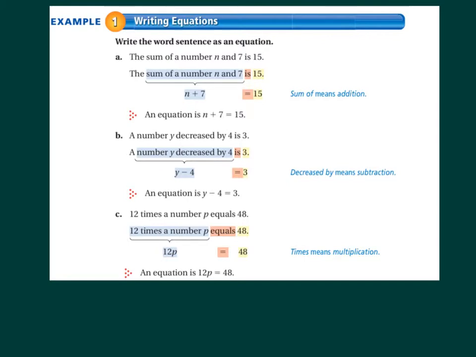12 times a number p equals 48, so you can just put it like this, or you can put 12 with an x, p equals 48, but again it says times a number p, so we're going to put 12 times p equals 48. We don't have to solve these yet, that doesn't come until later, so all we're doing is writing this for our answer.